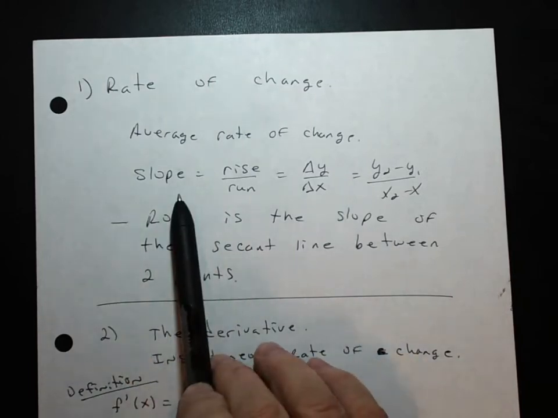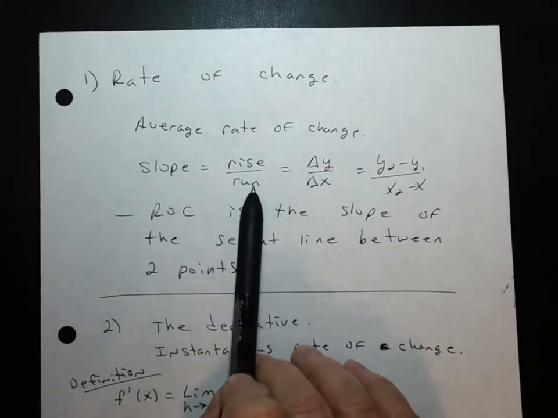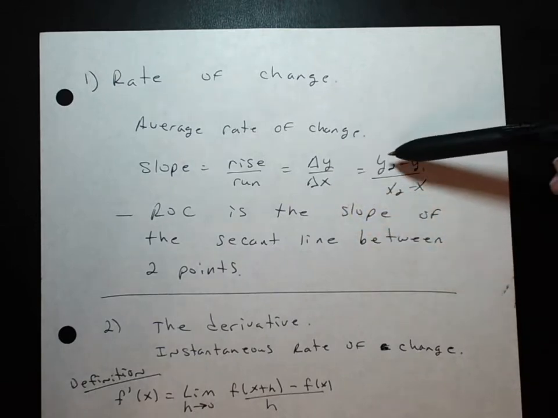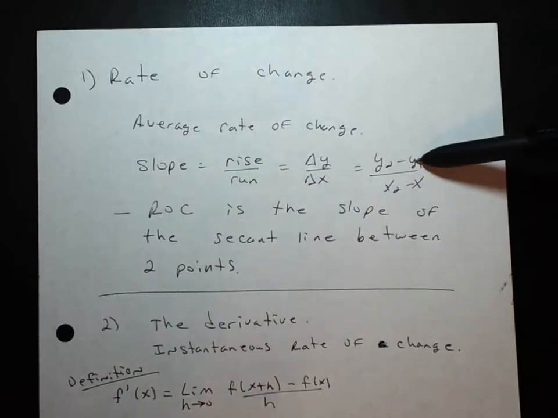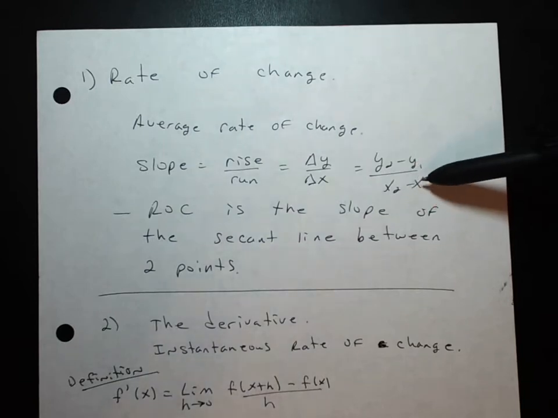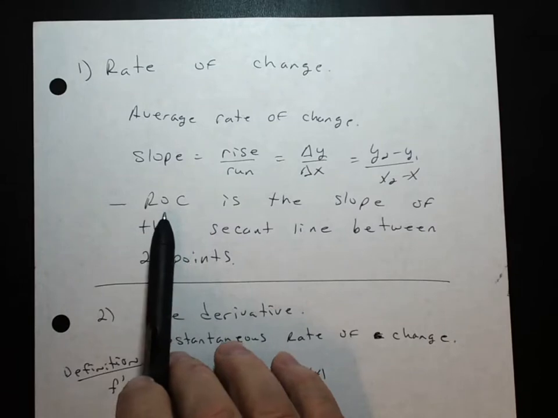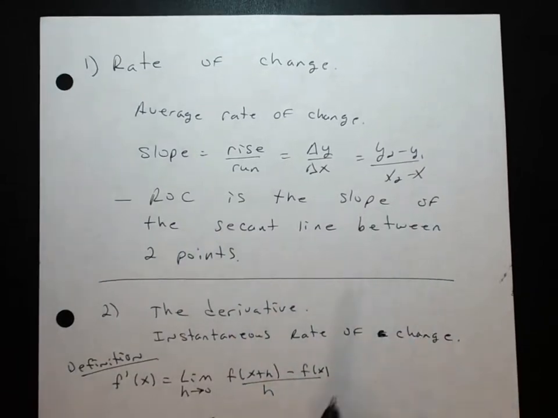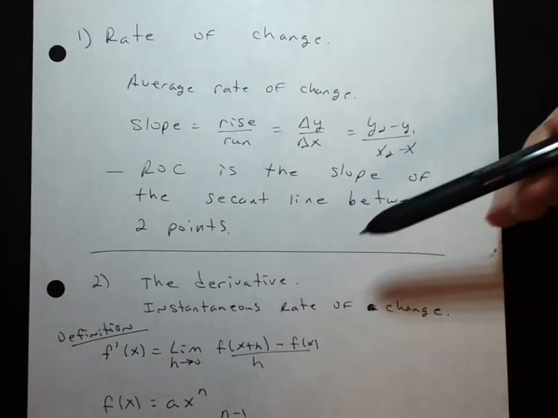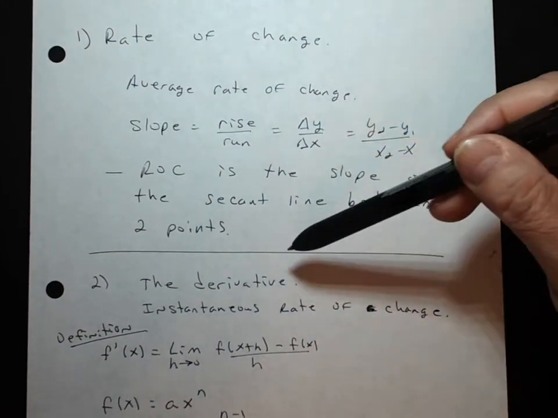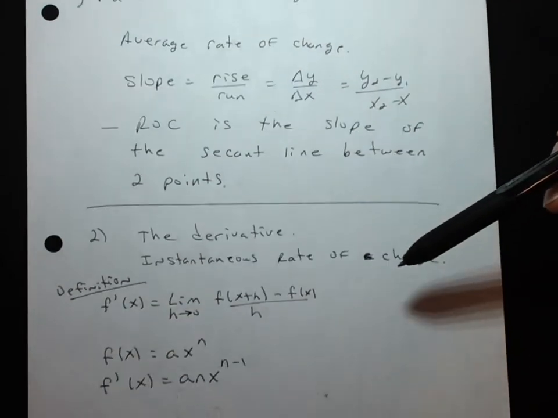Our slope formula that we should all be familiar with is just rise over run, which is the change in y divided by the change in x. And we can write that as y2 minus y1 divided by x2 minus x1. And so the definition, the rate of change is the slope of the secant line between 2 points. The next thing, we'll do some examples of this and kind of see how the rate of change and the derivative relate to each other.